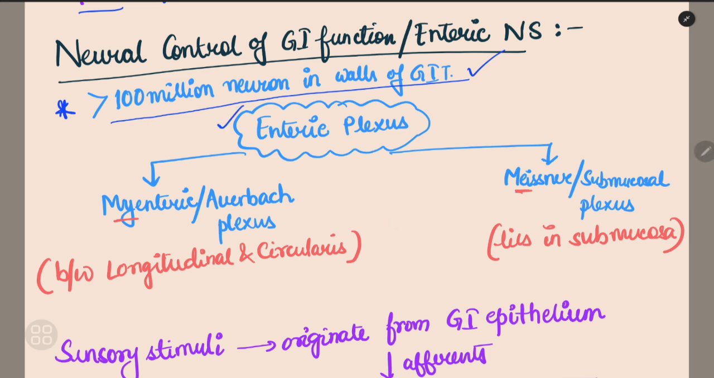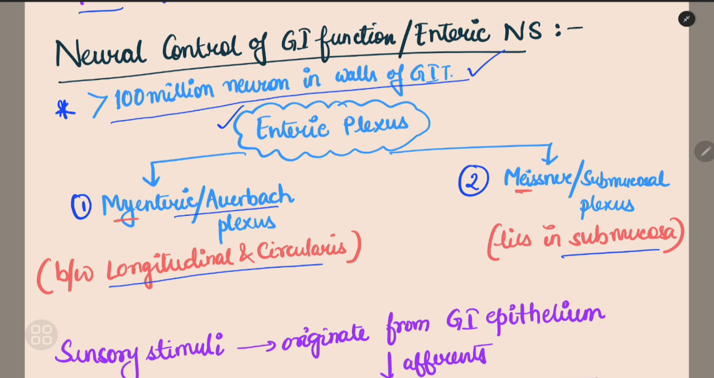enteric nervous system. Okay, now the enteric nervous system has plexuses, two types. One is the myenteric plexus and one is the Meissner's plexus. Myenteric or Auerbach's plexus is one type, and Meissner's or submucosal plexus is another type. So we have these two types of enteric plexuses. The myenteric plexus is located between the longitudinal and circular muscles of the muscularis externa, and Meissner's plexus, as the name suggests, lies in the submucosa.